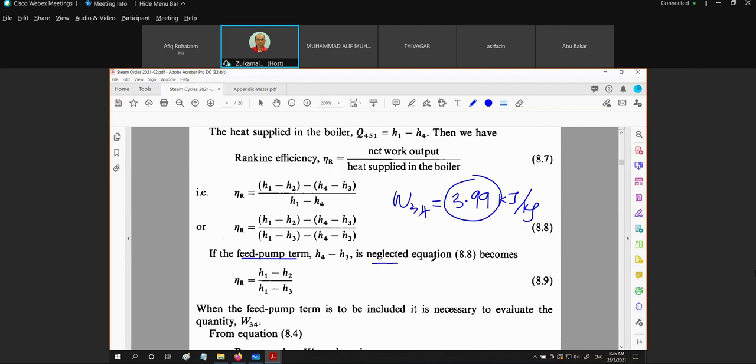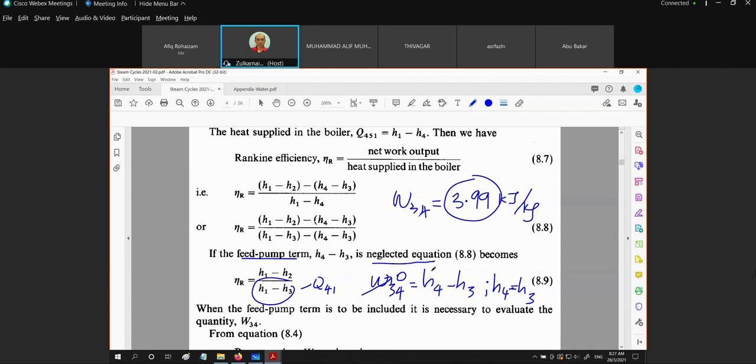Okay, it's been neglected. So once neglected, meaning what? W3-4, which is equal to H4 minus H3, is equal to 0, neglected. Then what we get is H4 is equal to H3. You see, that's why the H1 minus H4 down here, initially this is Q41, then when H4 equals H3, we put it here as H3.